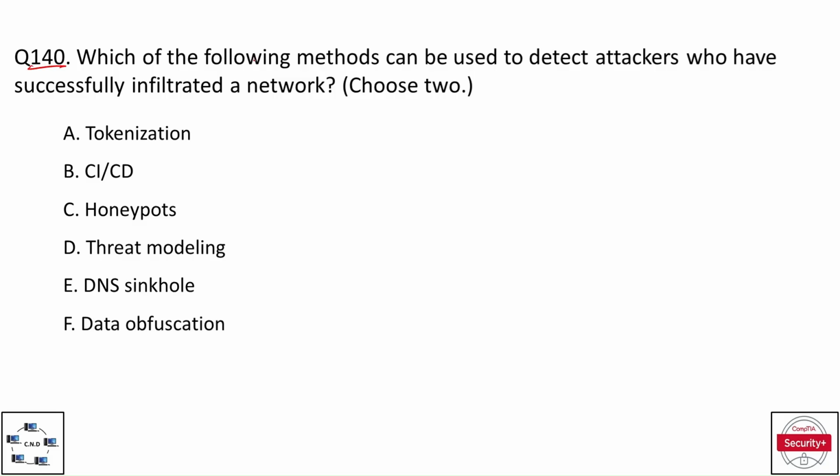Question number 140. Which of the following methods can be used to detect attackers who have successfully infiltrated a network? Choose two options. And the options are option A, tokenization, option B, CI/CD, option C, honeypots, option D, threat modeling, option E, DNS sinkhole, and option F, data obfuscation. And the correct options are option C, honeypots, and option E, DNS sinkhole.